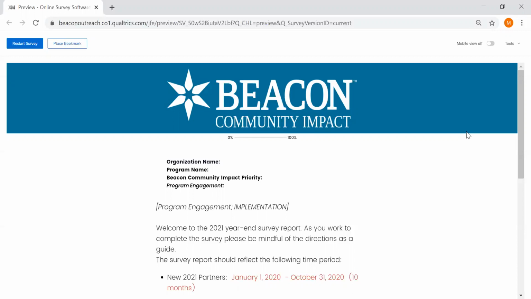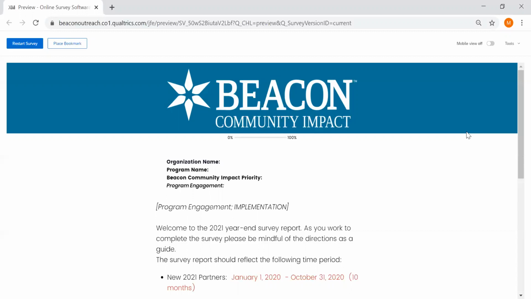The reporting period depends on if you're a new partner during this grant period, in which case you wouldn't have received funding in 2019. If this is you, your reporting period is January 1st, 2020 through October 31st, 2020. If you're a previous partner who received funding in 2019, your reporting period is November 1st, 2019 through October 31st, 2020.